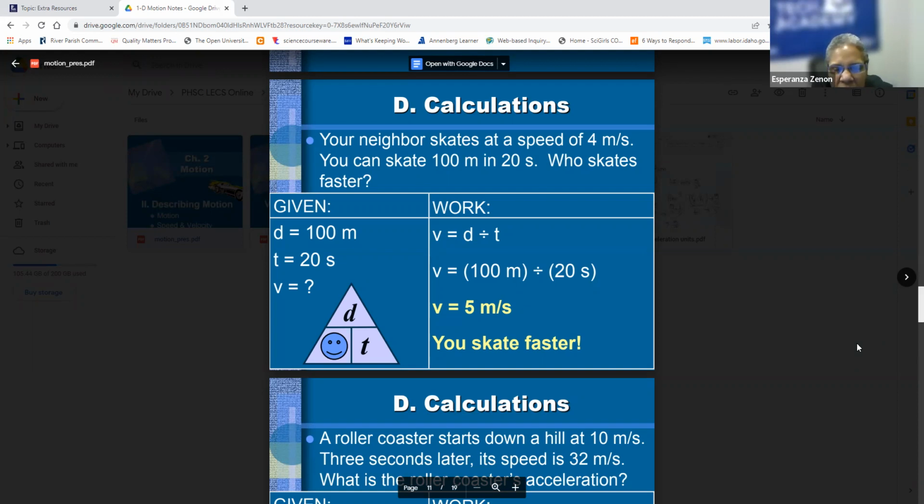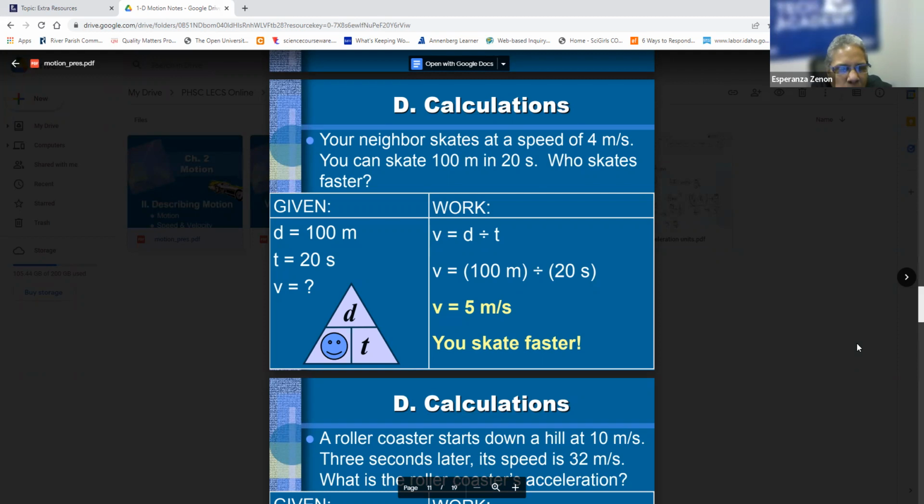So the first one says, your neighbor skates at a speed of 4 meters per second. What does that mean? It means that this neighbor covers 4 meters every second. It says you can skate 100 meters in 20 seconds. Who skates faster? Well, I know my neighbor's speed, but the question is, what's my speed? Because if I'm going to answer the question, I need to know how fast I'm going.